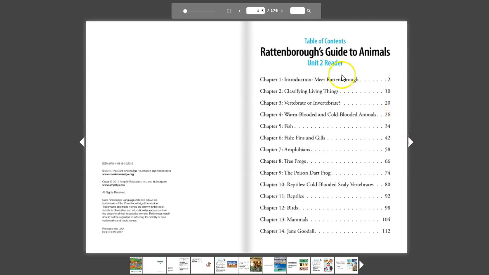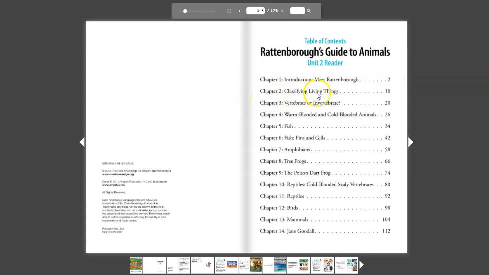Follow my cursor. So here is chapter 1, because these are all chapters. Chapter 1 can be found on page 2. Now, this is a heading for the chapter, and a heading gives the reader information about the key topics in a text. So chapter 1 is the introduction, and you're going to meet Rattenborough, right? And that's the person who's guiding us through all of these animals. So here is chapter 1, and you can find it on page 2.